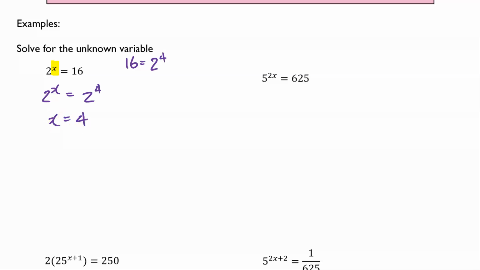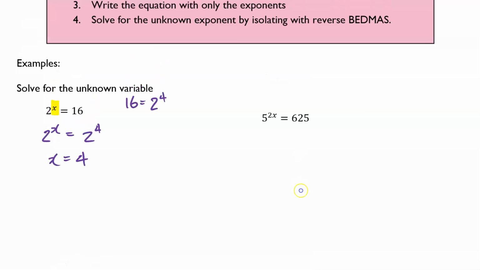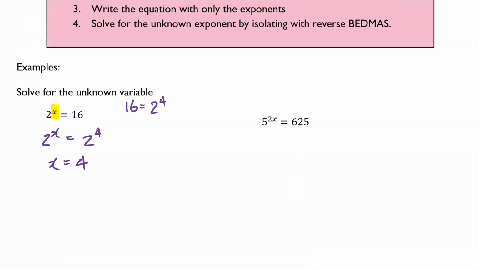Okay, so it's a matter of seeing if this is already isolated. If it is, well, you're done. If it isn't, then you're going to have to figure it out. So in this case, it is done. There's nothing I need to move around or anything to solve for, in step 4, the unknown exponent. So we're done. Okay, and you can even plug in a 4 up here and see what it works out to be.